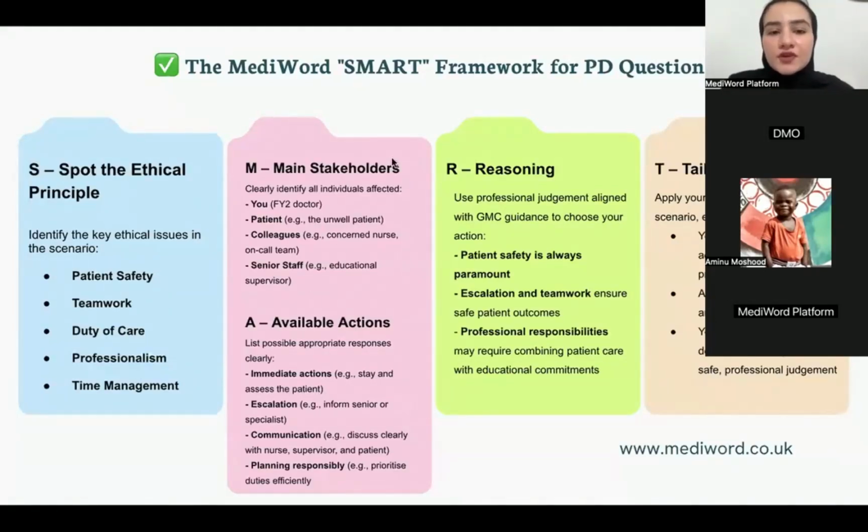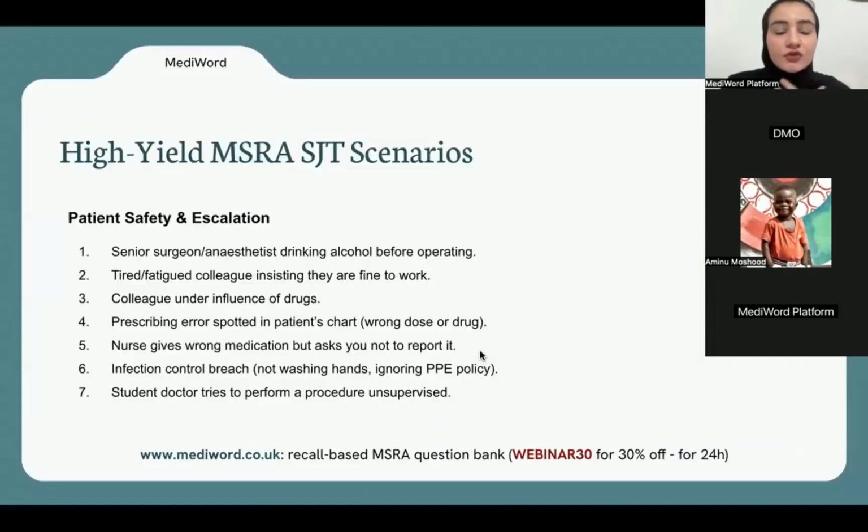You then identify the stakeholders involved and make sure the actions you've selected as the most appropriate satisfy those stakeholders. You then rank the actions against each other. So we move on to the A component of SMART. You rank the actions against each other. You then make sure all of the actions have been reasoned against the available GMC guidance, and then overall you come up with a tailored judgment. So we'll apply this to the questions we will see now.